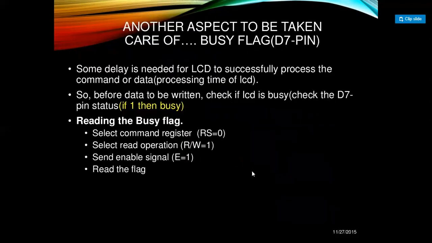Another aspect to take care of is the busy flag, which is the D7 pin. Some delay is needed for the LCD to successfully process the command or data, so before data is written, check if the LCD is busy. If the D7 status pin is 1, then it is busy. To read the busy flag, select the command register with RS equal to 0, select the read operation with R/W equal to 1, send the enable signal 1, and read the flag.